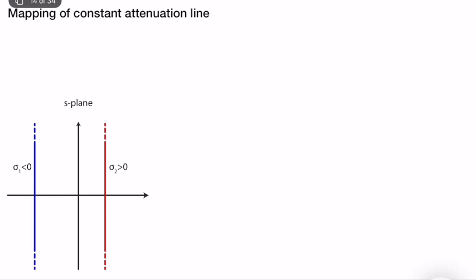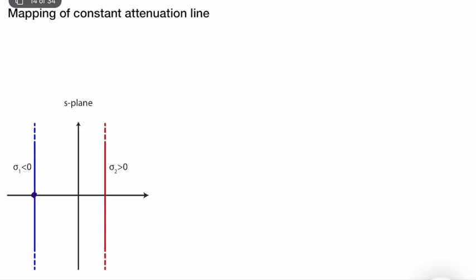What is the mapping of a constant attenuation line? So we technically fix the position on the real axis and we move on the imaginary axis. We just changed it. We technically did this for the geometric axis, but now we are changing the magnitude.